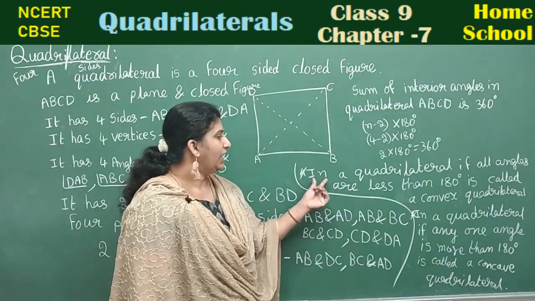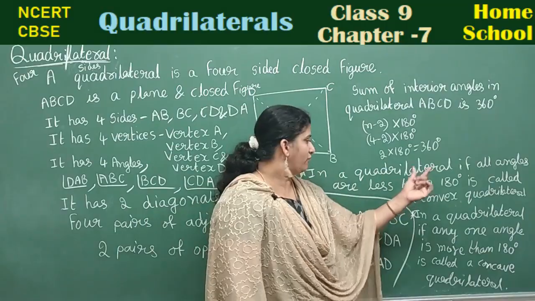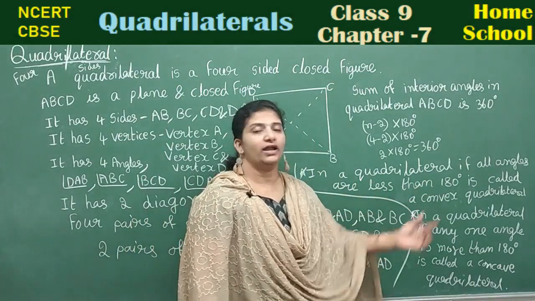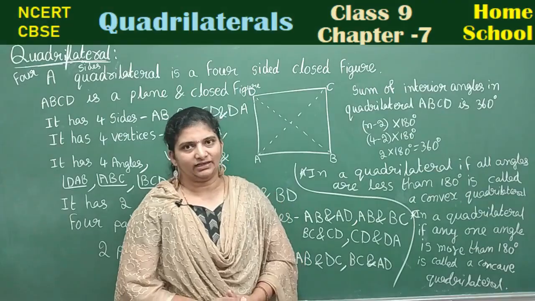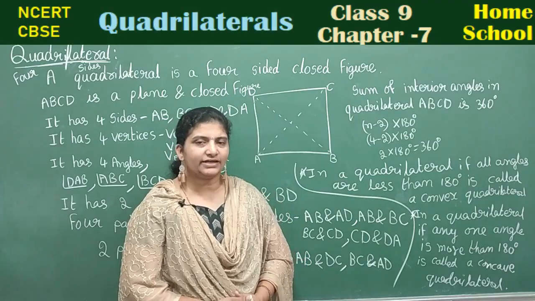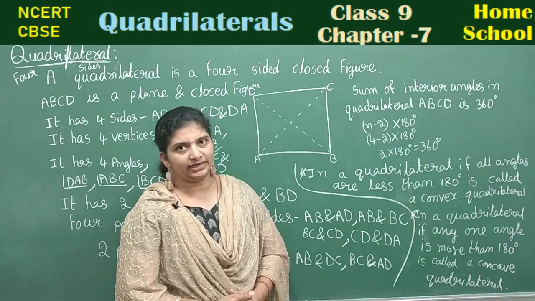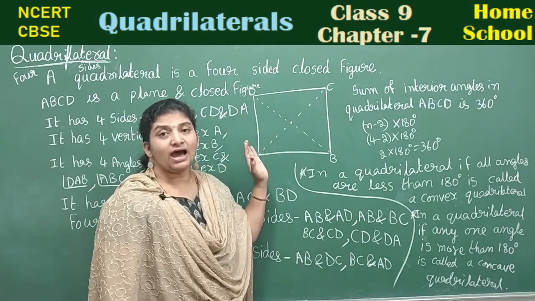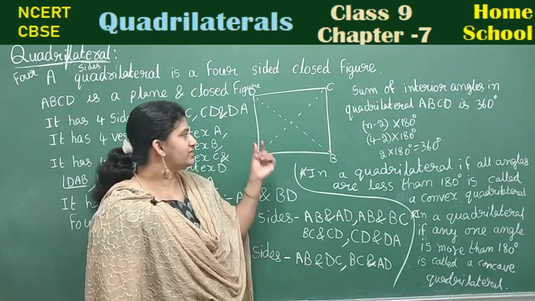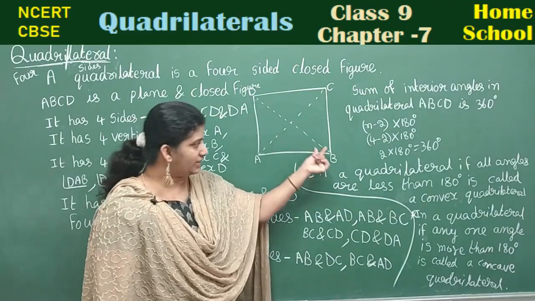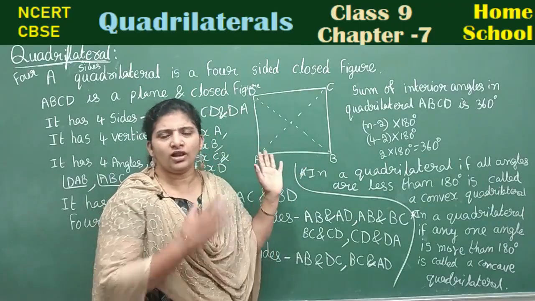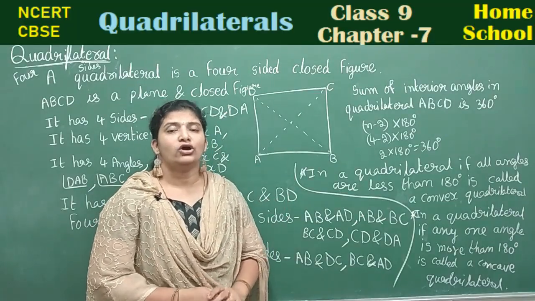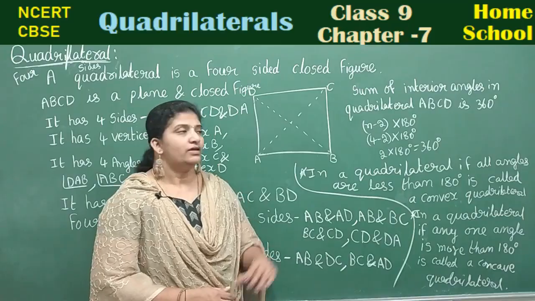Next point. In a quadrilateral, if all angles are less than 180 degree, it is called a convex quadrilateral. What is that quadrilateral? It is called a convex quadrilateral. In a quadrilateral, if all angles are less than 180, means this angle may be less than 180, less than 180, or less than 180 degree, then we call this quadrilateral a convex quadrilateral.